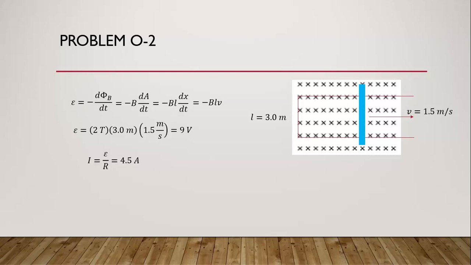Now, if I know the EMF is 9 volts, I can figure out the current pretty easily, since V equals IR. I know R was 2 ohms, so my current is 4.5 amps. Now, in order to do the direction, I would do my right-hand rule: increasing flux into the page means I have to induce a current that creates a magnetic field that goes out of the page, which is, guess what, the counterclockwise direction again. So it's going to go up through this rod of wire.